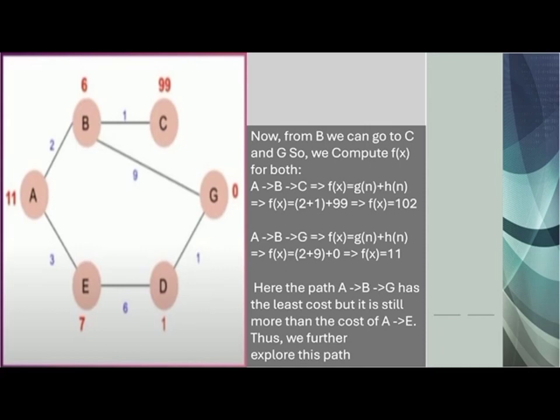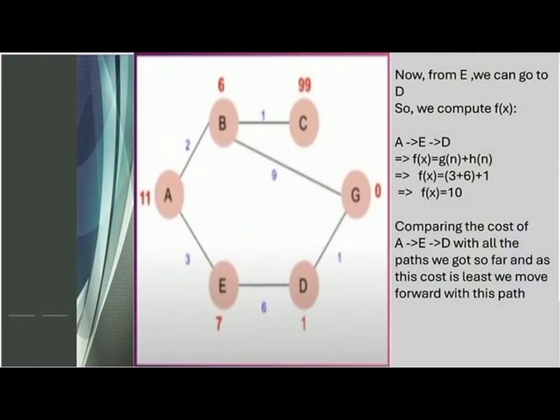Here the path A to B to G has the least cost, but it is still more than the cost of A to E. Thus, we further explore this path. Now, from E, we can go to D. So we compute the f of x value for this, the path A to E to D. As mentioned earlier, f of x is equal to g of n plus h of n, 3 plus 6 as a g of n value and 1 as an h of n value, so in total, we get 10.